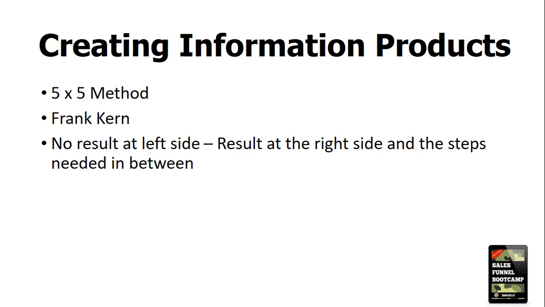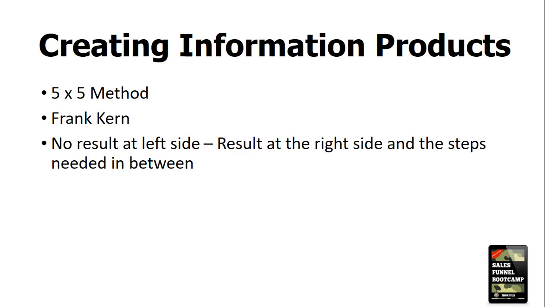We're getting into part 2 of creating information products. So the second method that I want to show you here, I call it the 5x5 method. I'm not sure if that's even what it's called, but I learned it from Frank Kern, and it is super simple, and it actually works really, really good. So I think you're going to dig this one.